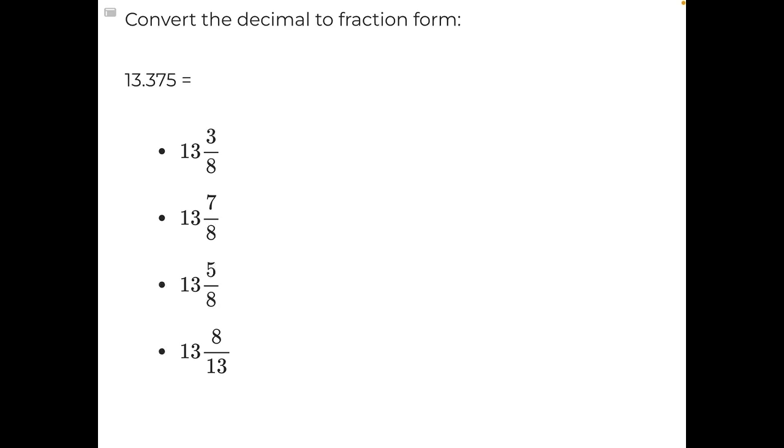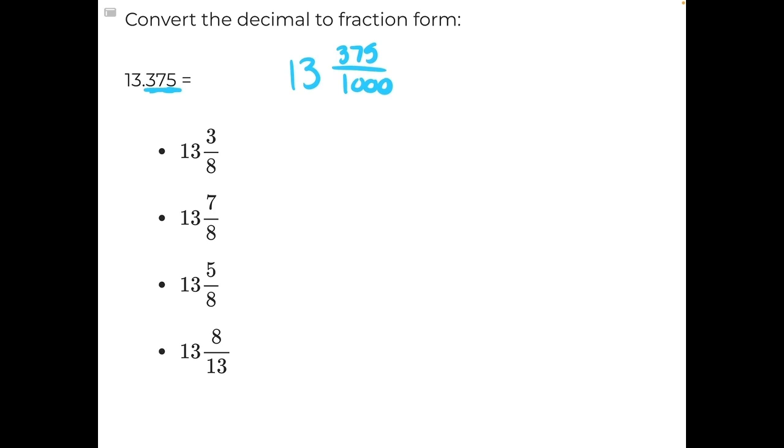Convert the decimal to fraction form. When converting the decimal to fraction form, let's see how many places we are taking up with our decimal. We have tenths, hundredths, and thousandths. So if we were to rewrite this as a fraction, it would be 13 wholes and 375 thousandths.